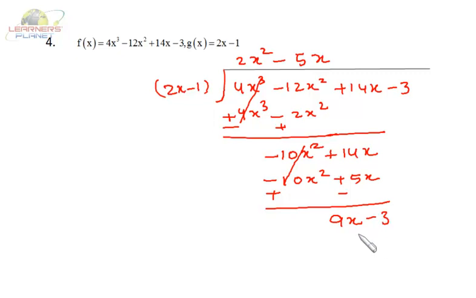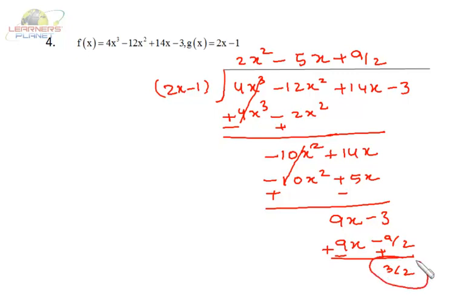Now I cannot get 9 by multiplying any number by 2. So what do I have to take? I have to take a fraction. So if I multiply 2x by 9 by 2, I'll be getting 9x. So 9 by 2 into 2x is 9x and 9 by 2 into minus 1 is minus of 9 by 2. So let's deduct it. So 9 by 2 minus 3 is 3 by 2. So if I divide this expression by 2x minus 1, I'll be getting the remainder as 3 by 2. Now this is the first step.